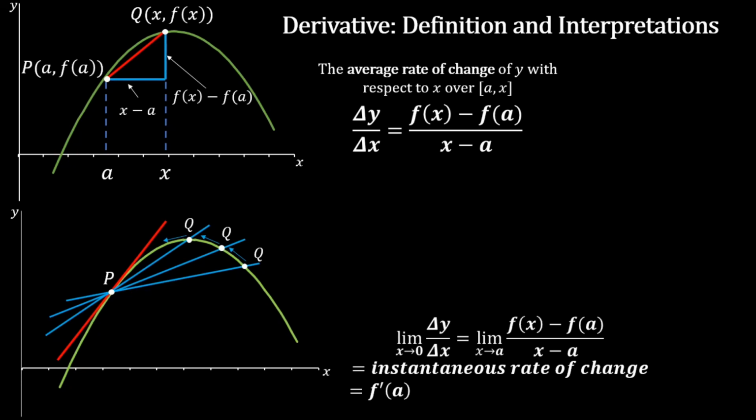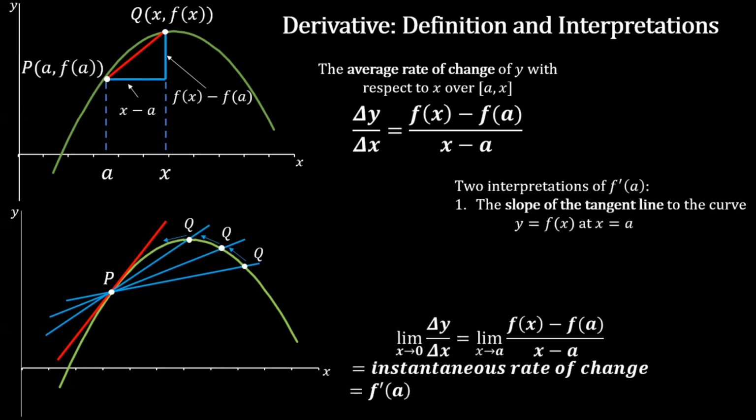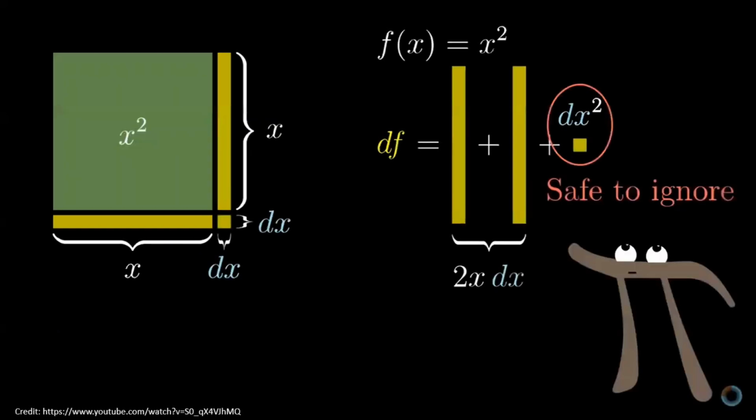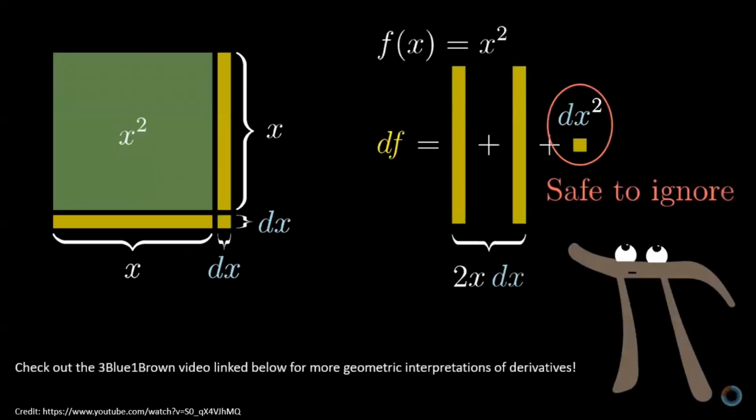So we can interpret the derivative f prime of a as one, the slope of the tangent line to the curve y equals f of x at x equals a, and two, the instantaneous rate of change of y equals f of x at x equals a. For more geometric representations of the derivative, feel free to watch the video from 3Blue1Brown linked below.